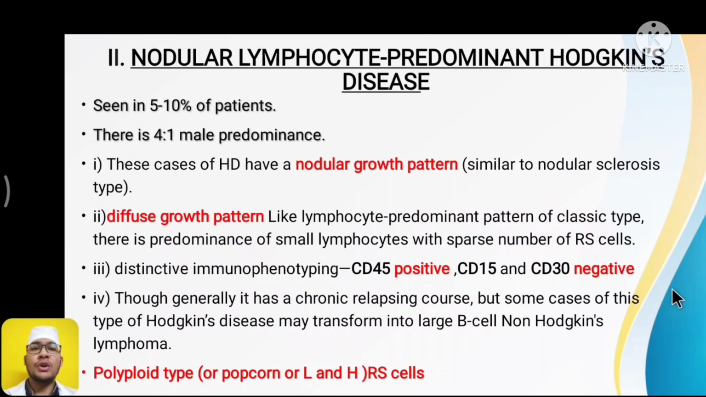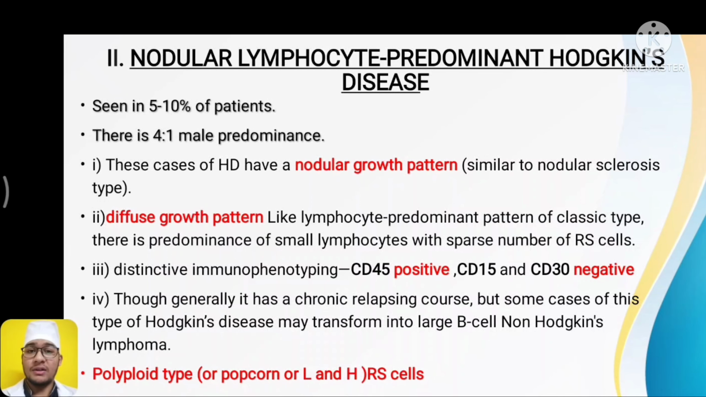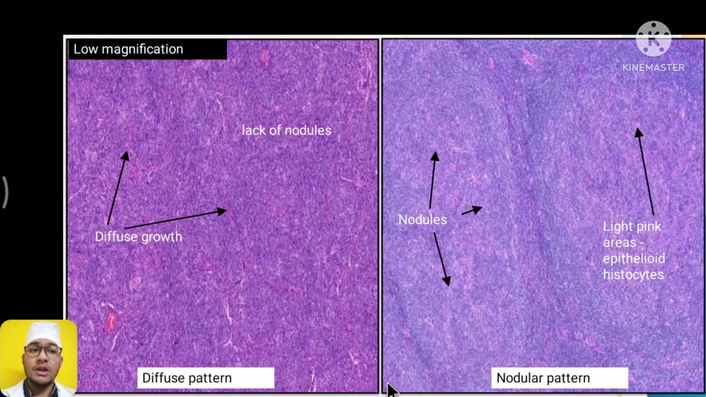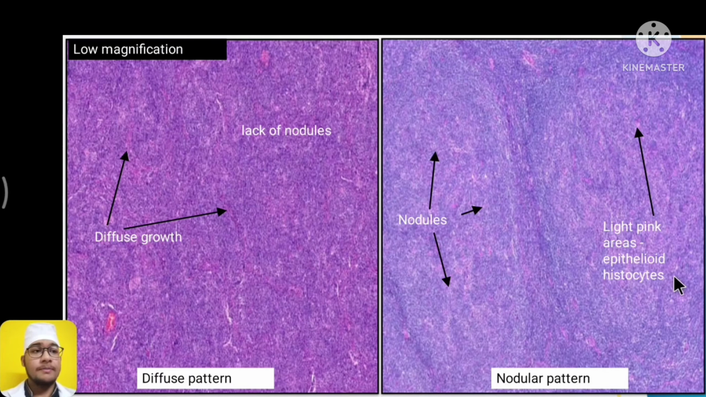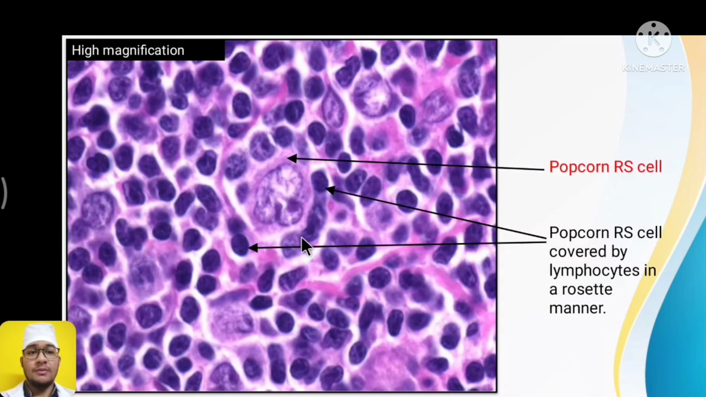The second classification according to WHO is nodular lymphocyte predominant Hodgkin disease. This is 4:1 male predominant, and there are two forms of growth pattern observed in this: one is nodular growth pattern and the second is diffuse growth pattern, and there is also a presence of polyploid type of RS cells. In low magnification, there are two variants, diffuse pattern and nodular pattern. In diffuse pattern, we can see diffuse growth and lack of nodules, and in nodular pattern, we can see nodules with light pink areas of epithelioid histiocytes. In high magnification, we can see popcorn RS cells, which are covered by lymphocytes in a rosette manner, as you can see here.